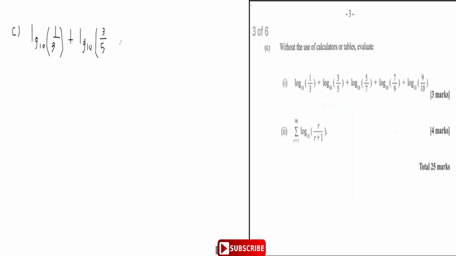Now, anytime you see a logs question, the only thing I can say is start to think of the rules of logarithms. We know what the rules of logarithms are. The rules of logarithms tell us that log A plus log B is the log of AB. And we know that the log of A minus the log of B is the log of A over B.